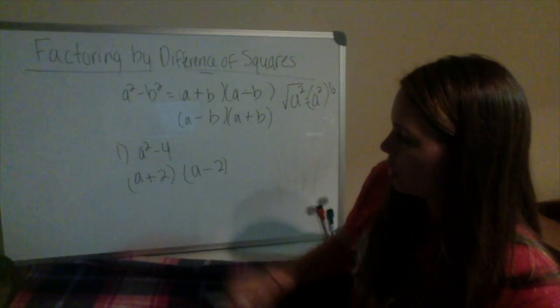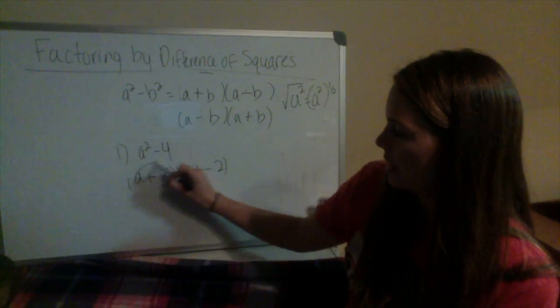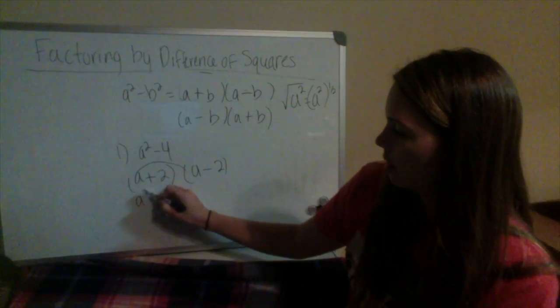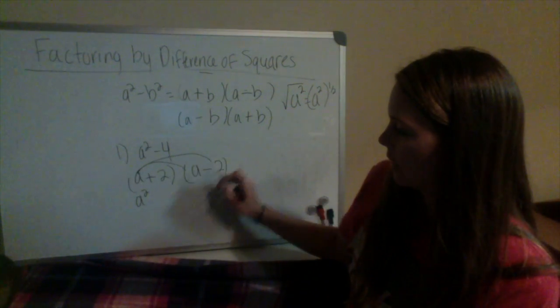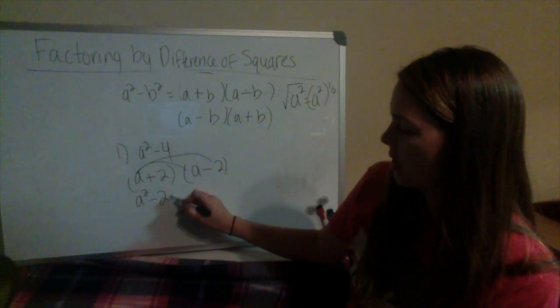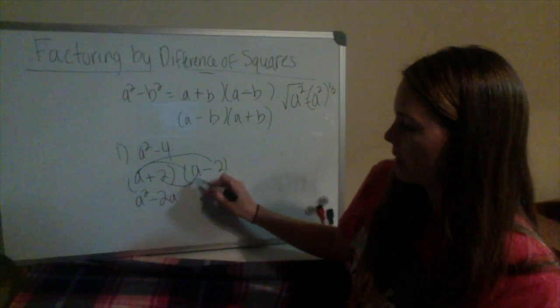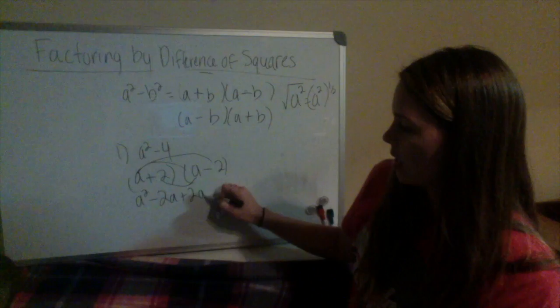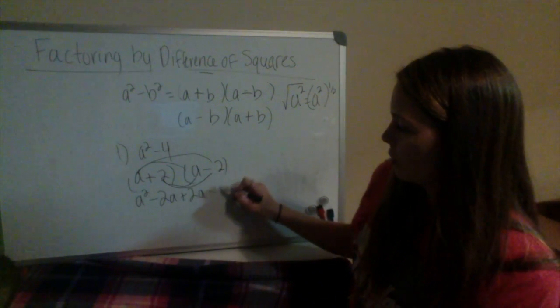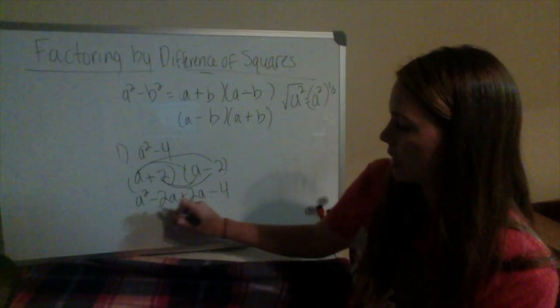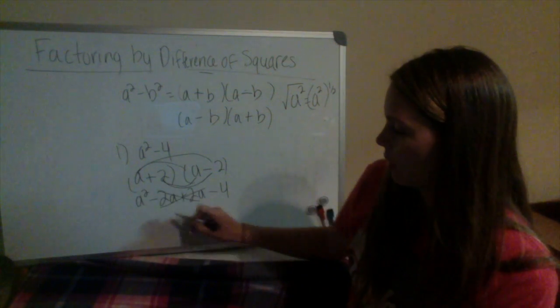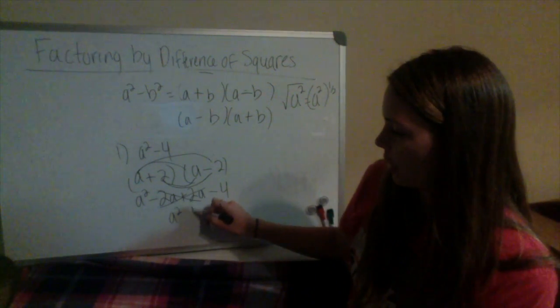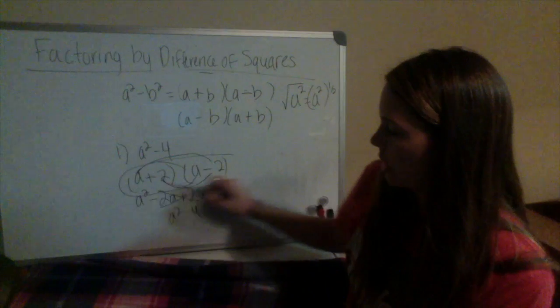And if you're unsure, you can just FOIL this out. A times a is a squared. A times negative 2, negative 2a. Positive 2 times a, positive 2a. 2 times negative 2, negative 4. And you notice the inside becomes 0, and we are left back with our answer. So that was our answer for difference of squares.